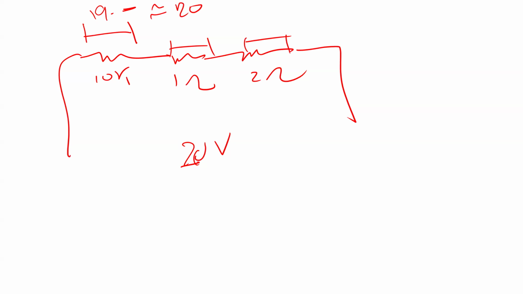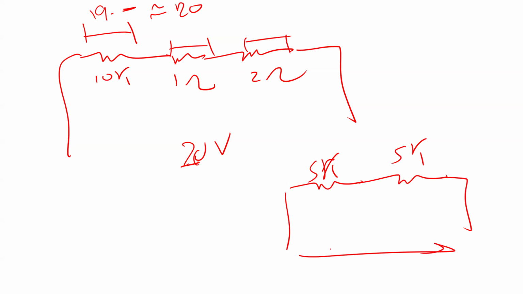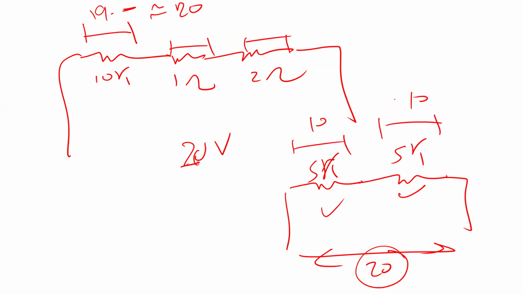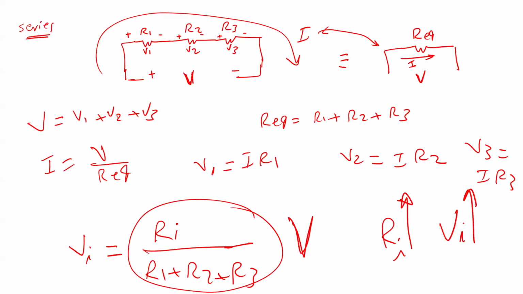It can also be divided equally. For example, if you have here 5K, and another 5K, and here you have 20 volts. Because they are equal, this 20 volts is going to be divided equally. So this one takes 10, and this one takes 10. But again, you can see the formula we have here. Any questions? That's what I explained last time. This is for voltage for series resistors.